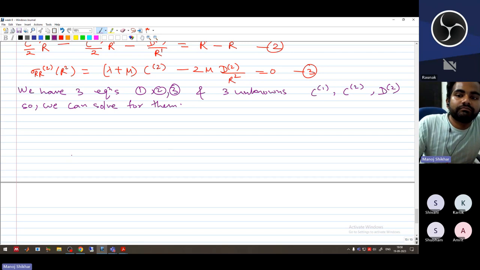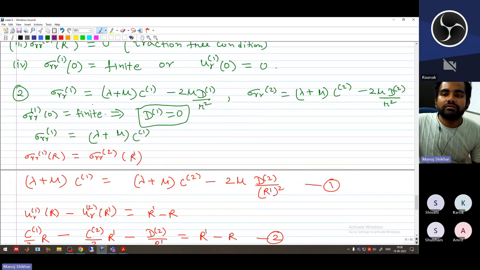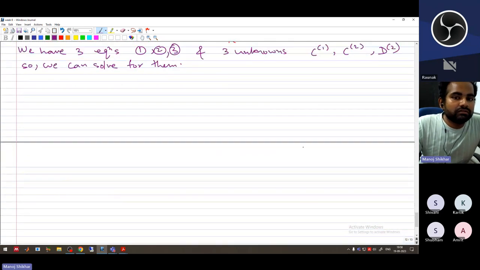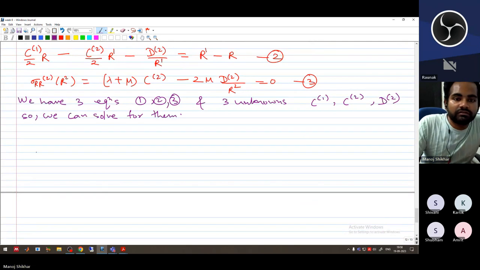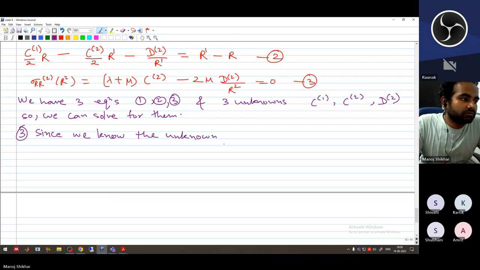If we solve for them, moreover, they have told us to use the equilibrium equation and all. These equations were derived using the equilibrium equation, if you remember the method, so it is implicit here. I am just using the expressions directly. Okay. Now, since we know the unknown constants, we can find sigma theta theta.